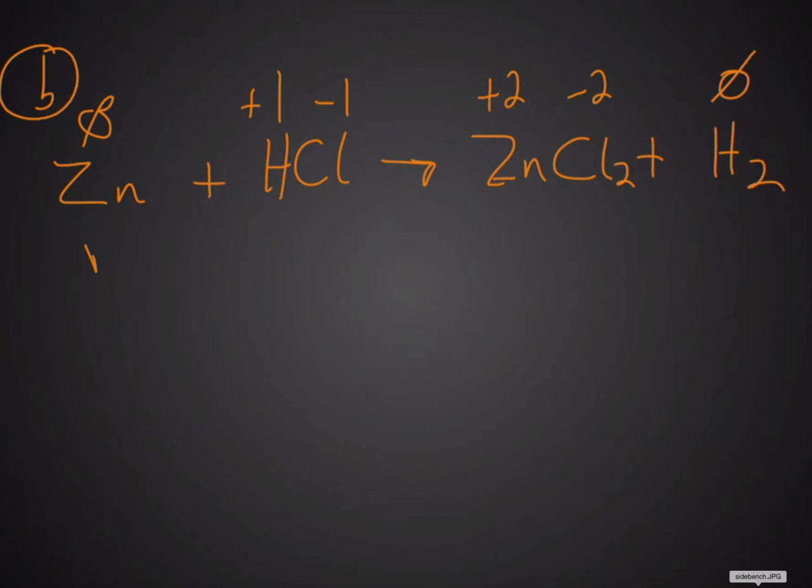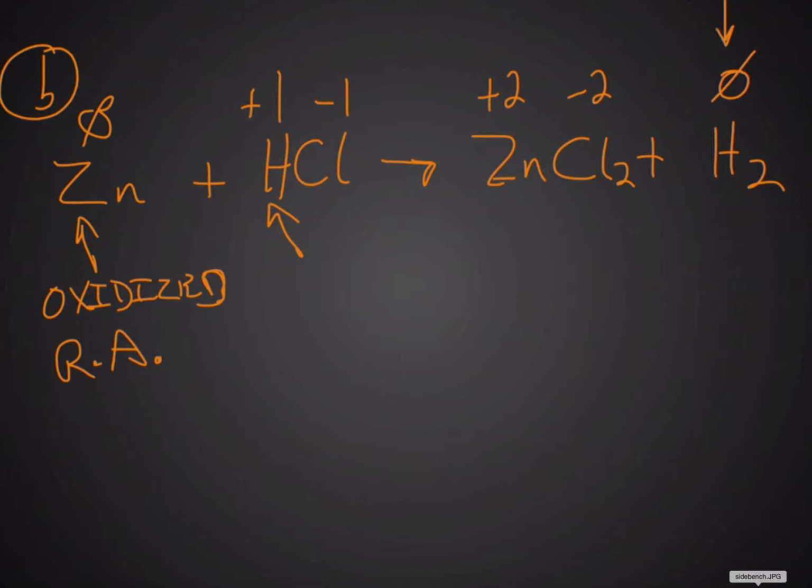So the zinc has lost 2 electrons going from left to right. That means it has been oxidized, which makes it the reducing agent. And the hydrogen has gone from +1 to 0, which means its number has been reduced, which means that the hydrogen is the oxidizing agent in this reaction.